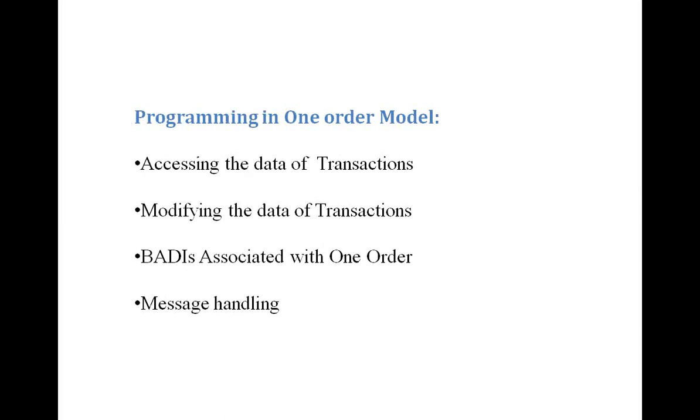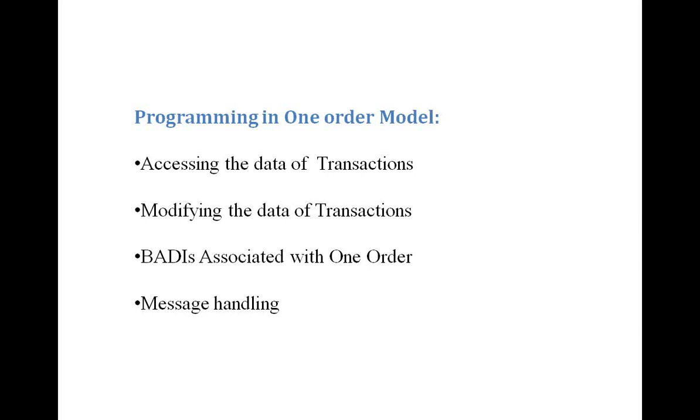Okay, so what kind of programming we are going to use in the one order model, we will see. We have three aspects, right? Data management means what? Managing data means creating the data, displaying the data, changing the data. Deleting is a different thing. It's archived. If the date expires, it automatically gets expired. So we'll see all these three aspects.